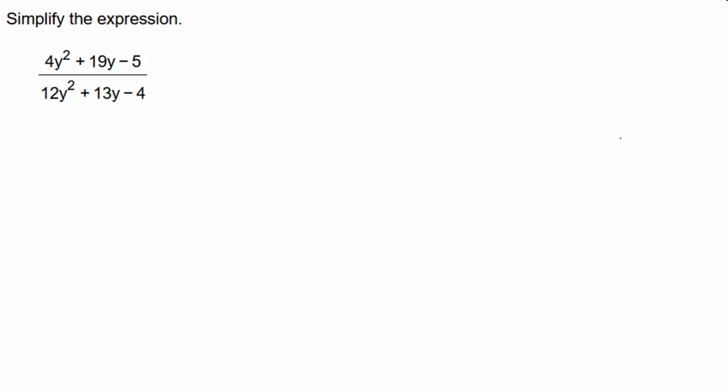All right, so here we go again. It's supposed to simplify. Now, the key here again is we have to factor. So what we need to do is start on the numerator and factor that. So factors of 4 and 5 that add to 19.